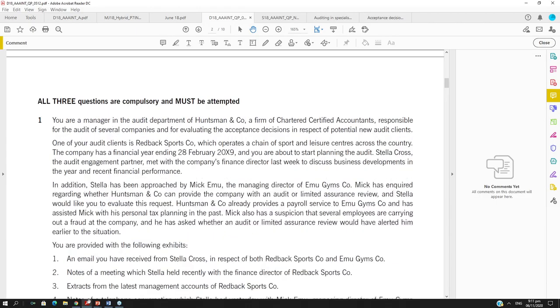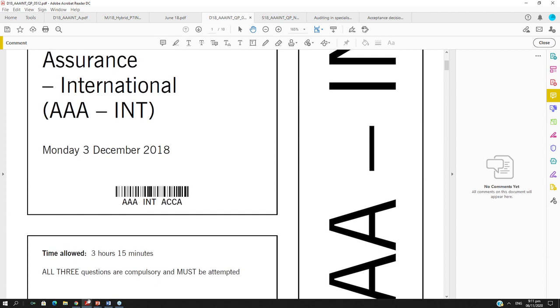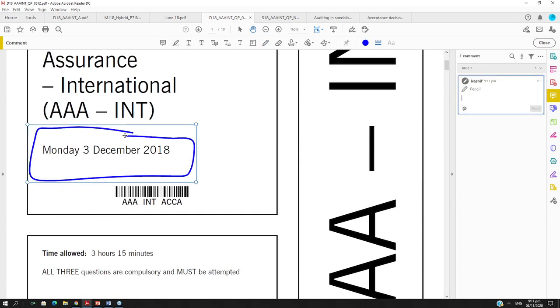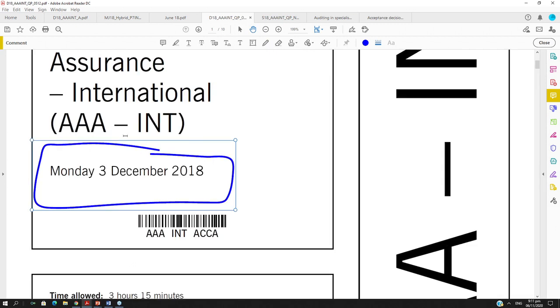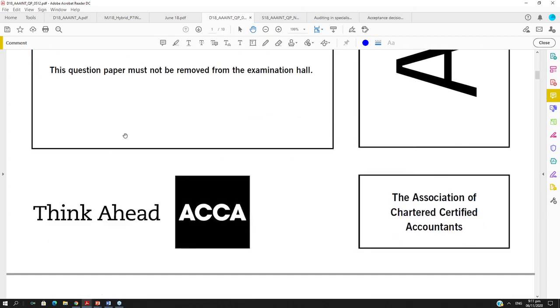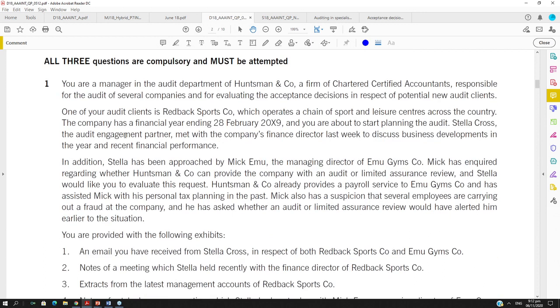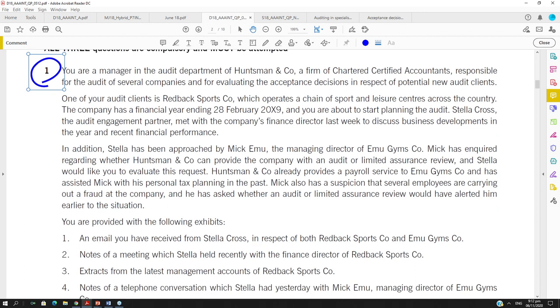Okay, this is the December 18 paper. Can all of you see the December 18 paper in front of your screen? Okay, that's great. Move down. Now can you all see question number 1? Okay, that's great. And for question number 1, go to the next page.